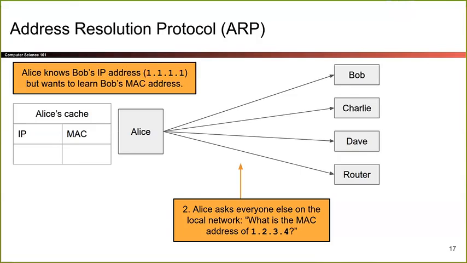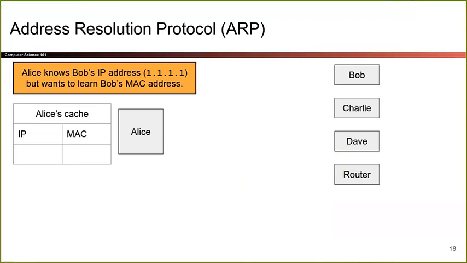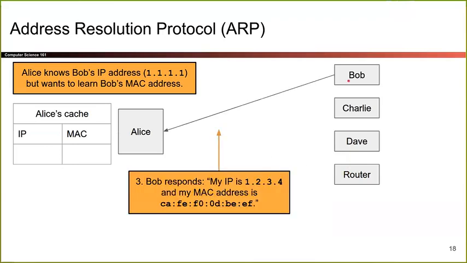And if you remember those broadcast technologies from earlier, this is a broadcast. So I send it to everybody and I say, does anybody know what the MAC address of 1.2.3.4 is? So I don't know who any of these people are, but I'll ask Bob, I'll ask Charlie, I'll ask Dave, I'll ask the router. So everyone gets my question. And in theory, only one person should respond. And that person would be Bob. So Bob will say, oh, that's me.